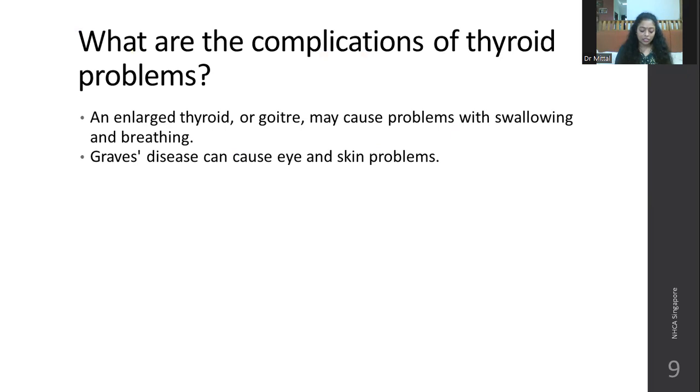What are the complications of thyroid problems? An enlarged thyroid gland, or goiter, can cause problems with swallowing and breathing. The trachea is just behind the thyroid gland, so if the thyroid gland keeps enlarging, it will compress your trachea, your windpipe. Definitely difficulty in breathing will be there, and behind that you have your esophagus as well, your food pipe. So difficulty in swallowing and breathing will be there with an enlarged thyroid gland or goiter.